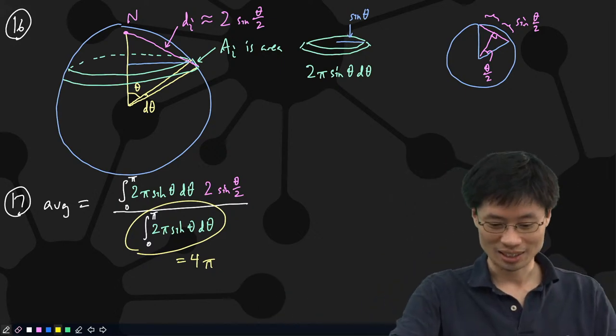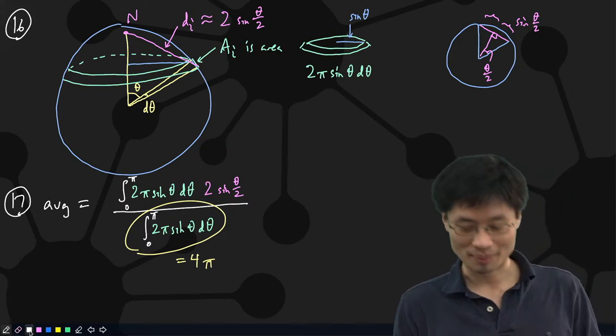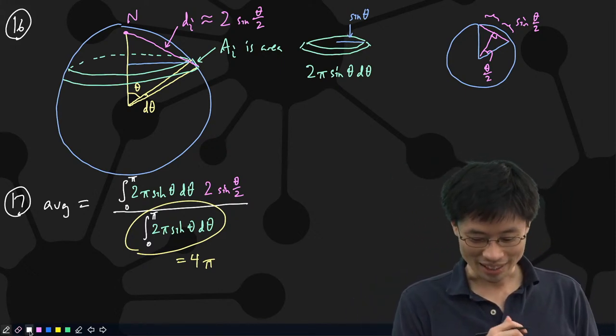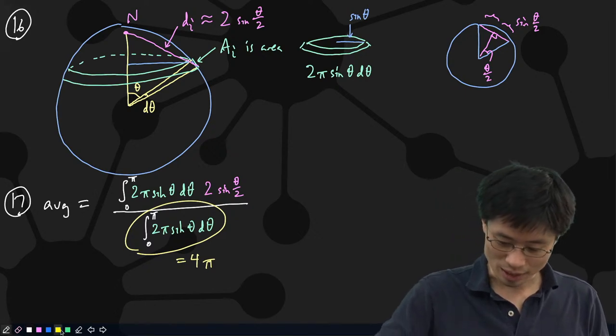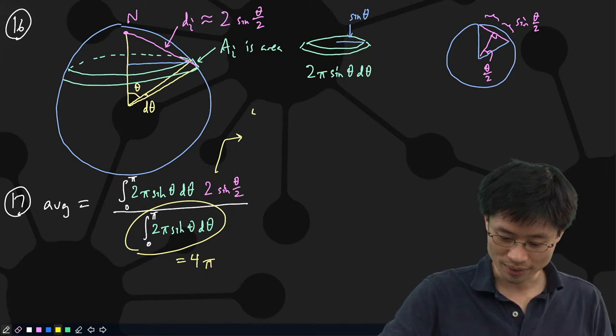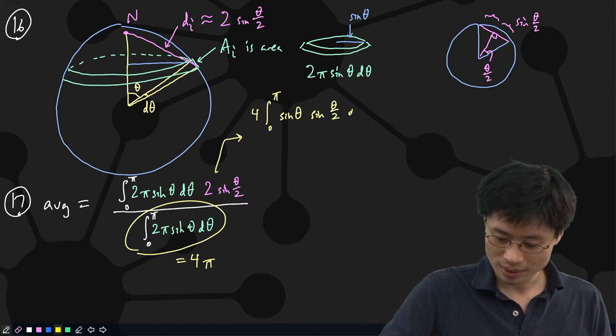Oh no, how do you do the top? This is bringing back calculus memories. It's one of these trigonometric things. On the top, what do I have? I have an integral. Let's take out the twos. I have a 4 integral 0 to pi of sine theta over 2 d theta.